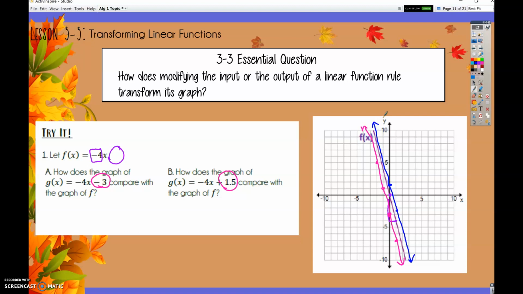So if we talk about changing this end value outside of our function, we can see that it shifts our y-intercept. The first one shifted it down 3, the second one shifted it up 1.5. We call this a vertical translation. Vertical means up and down, and translation means like a movement. So if you ever change the b or y-intercept value on a function, it will take the entire graph and move it up or down, keeping the same slope.